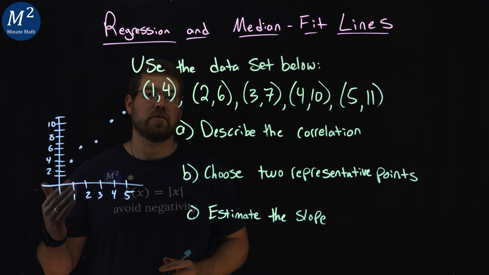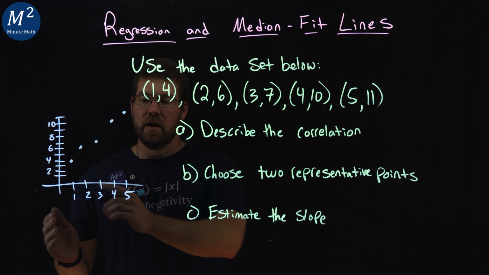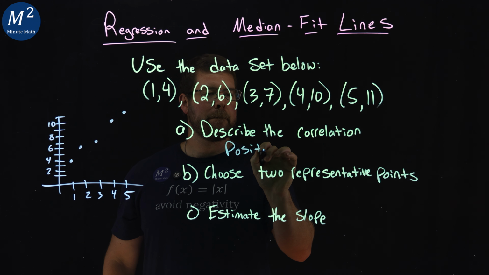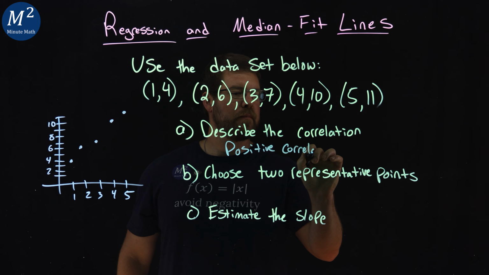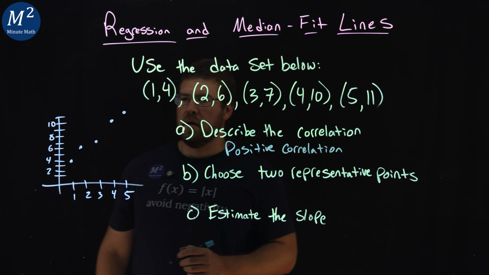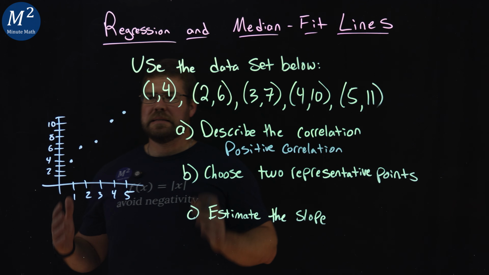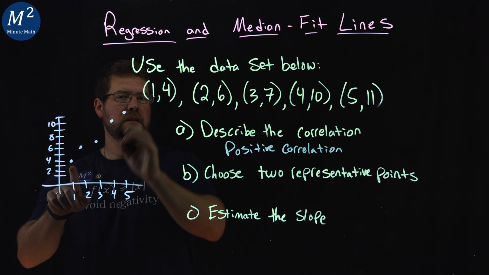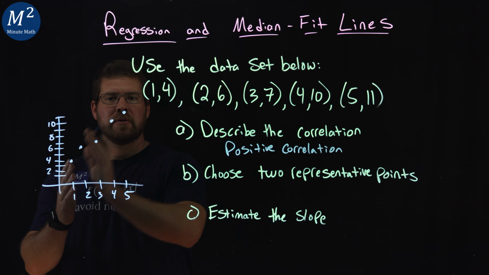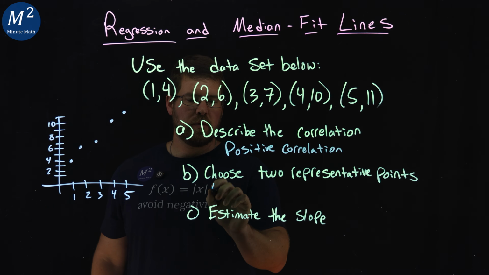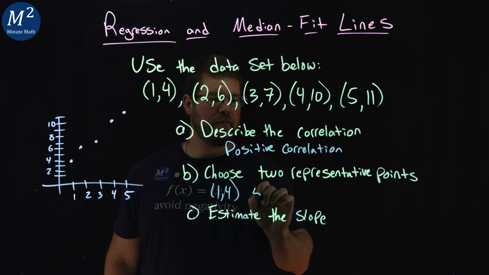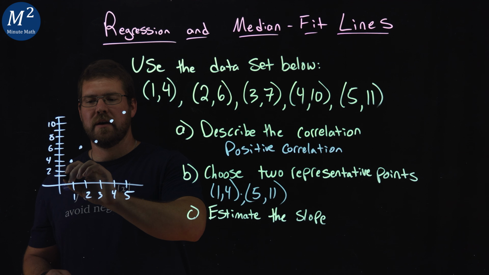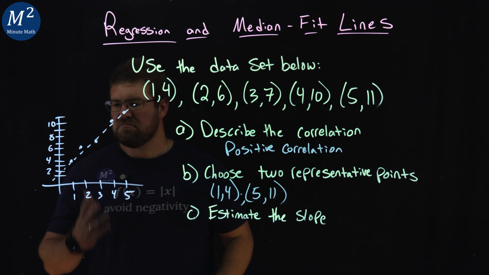We can see this looks like we have a positive correlation. As our x values are increasing, our y values are increasing. So we have a positive correlation. Now, I want to choose 2 points that represent this data. It's kind of hard to pick which ones, but I'm looking at the first and the last one. I feel like they line up well to represent where this data is going. So I'm going to pick the first point, (1, 4), and (5, 11). I'm just using a visual look here and saying, okay, if I made some line between these 2 points, that would be pretty good.